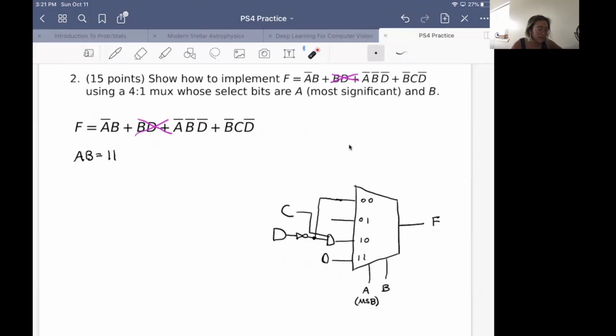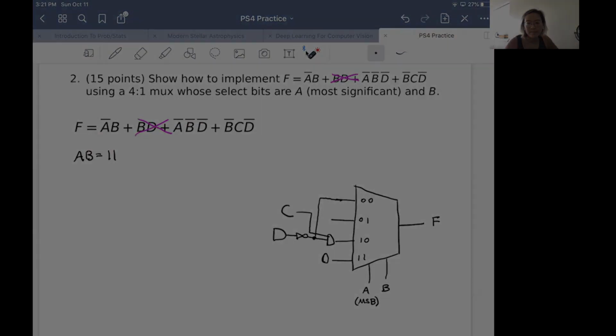So hopefully that was really helpful. Eventually, if you keep practicing, you can get good enough where you just have to look at this expression and you can write your mux inputs from there.